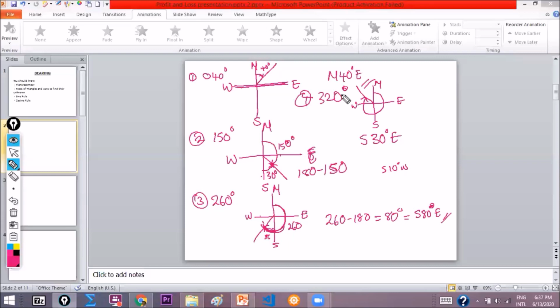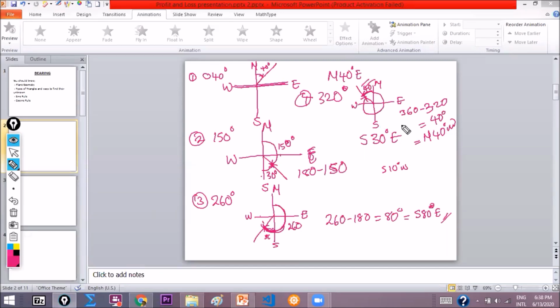So the closest to this is north. We have to move from here towards here. So we have to get this angle, and to get this angle is simply 360 minus 320, and that will give us 40 degrees. So we have here N 40 degrees W. So the answer is north 40 degrees west. Okay, great.